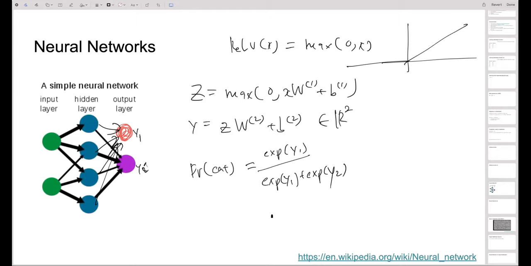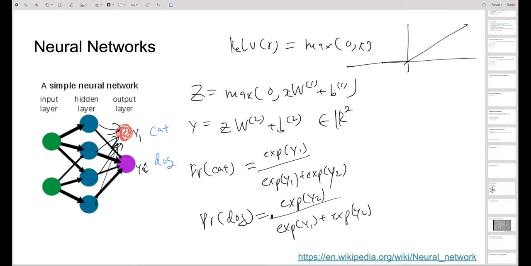I'll just use a different color. If that's clear, the probability of the dog will be the exponentiation of y2 over the exponentiation of y1 plus the exponentiation of y2. And here y1, of course, is this vector corresponding to y1, y2 concatenated.